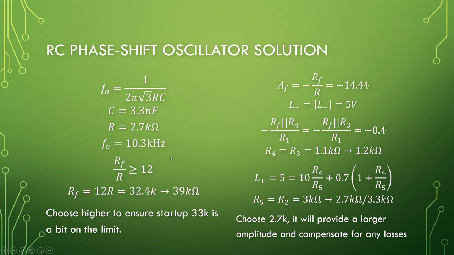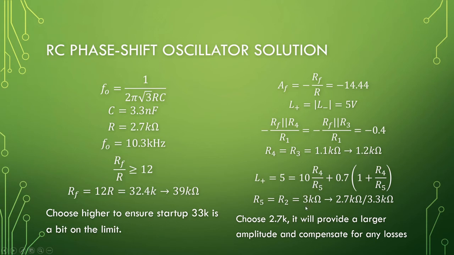Okay, so for the gain control, our gain is now 14.44 for the resistor values that we have chosen. We want to limit to plus minus 5 volts, and we want to take it down to 0.4 volts per volt. Sorry. Okay. So calculating R4 and R3, we get 1.1 kilohms. The closest is 1.2 kilohms.